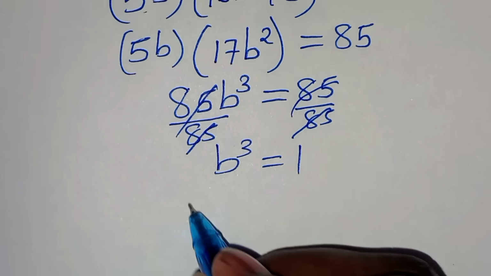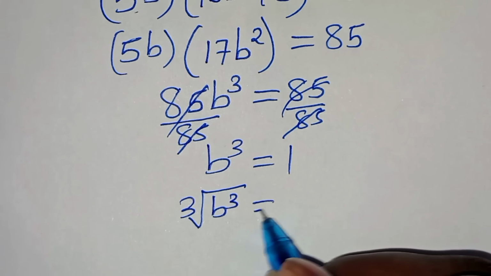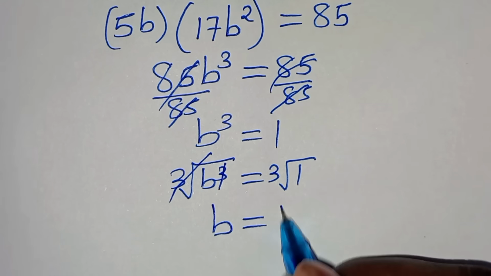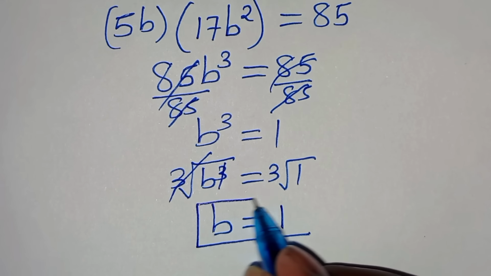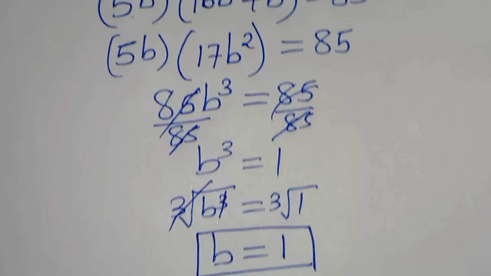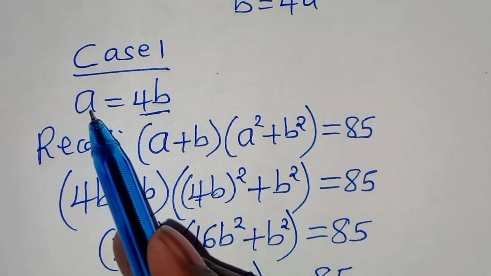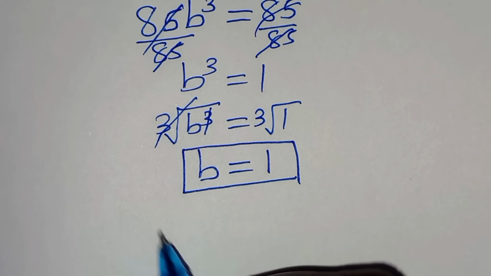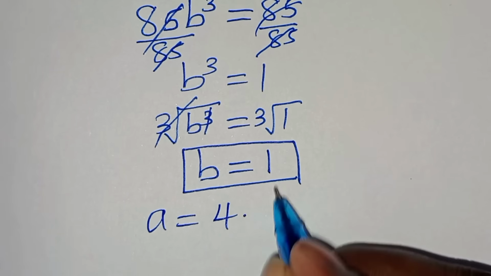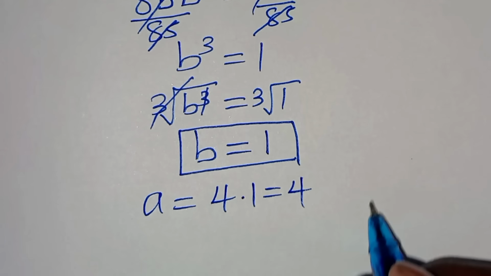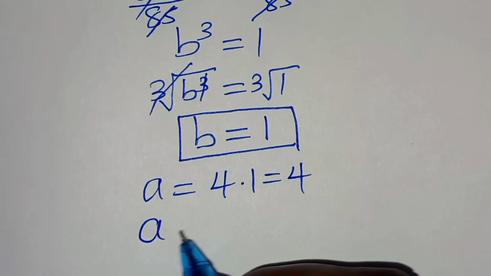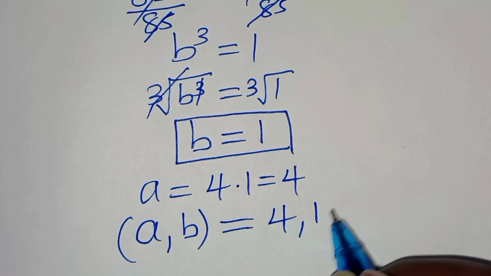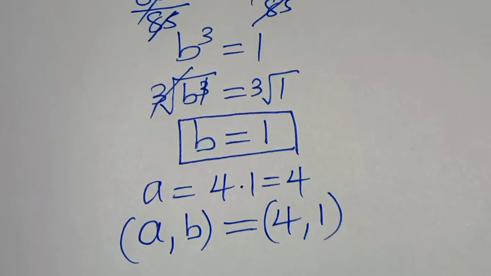Now, if we get the cube root on both sides, this means that b is equal to 1. Now, we have that a is equal to 4 times b. b is 1. So that means that a is equal to 4 times 1, and this is equal to 4. So we have the first set of solution here, a comma b, this is equal to 4 comma 1. This is the first set of solution under case 1.